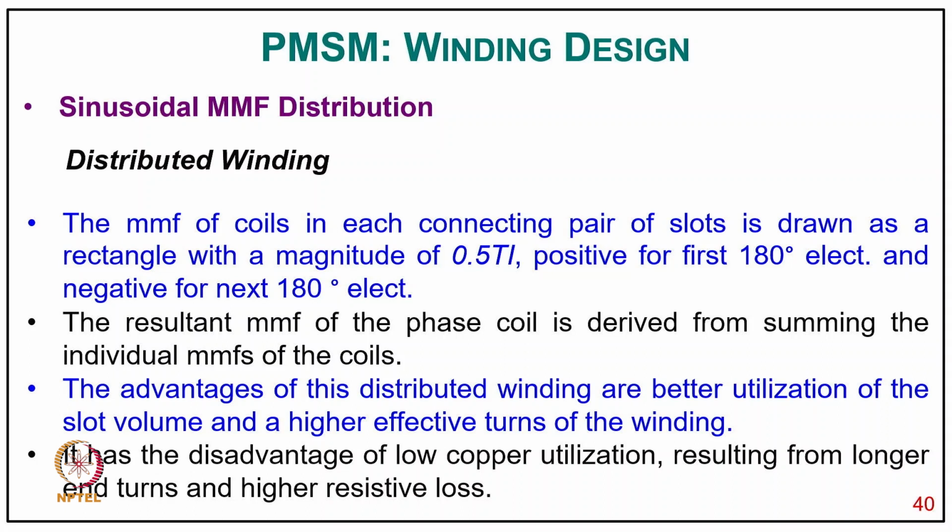And the advantages of this distributed winding are better utilization of the slot volume and higher effective turns of the winding. And it has the disadvantage of lower copper utilization resulting from the longer end turns and higher resistive loss.